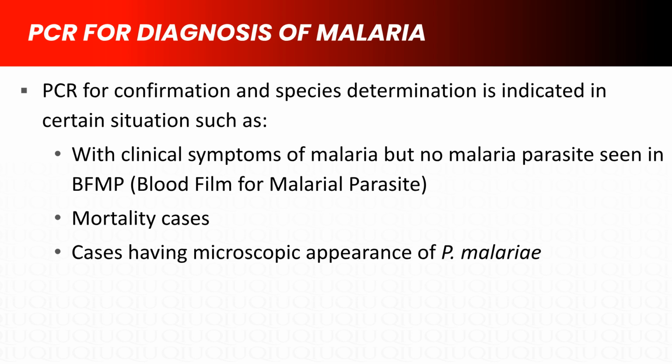First, when patients present with clinical symptoms strongly suggesting malaria but no parasites are visible on blood film microscopy, this could represent very low parasitemia or recent antimalarial treatment that reduced parasite levels. Second, in mortality cases where confirming the diagnosis is crucial for public health reporting and understanding disease patterns. Third, in cases where microscopic appearance suggests P. malariae, which can be confused with P. knowlesi, since P. knowlesi has a much more severe course, accurate species identification is clinically important. PCR is also valuable for detecting mixed infections and identifying drug resistance markers.